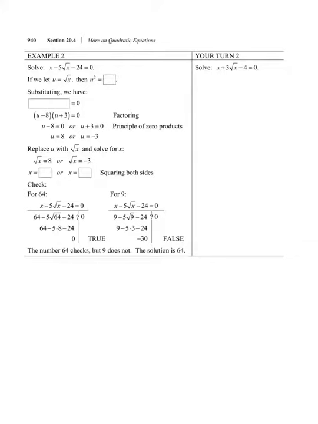Example 2, x plus 3 square root of x minus 4 equals 0. So I want u to equal the square root of x. That means that u squared is equal to x. So here, in place of x, I'm going to write u squared, and in place of 3 square root of x, it's going to be 3u, minus 4 equals 0. So when I replace that, I now have a quadratic equation that I can factor.